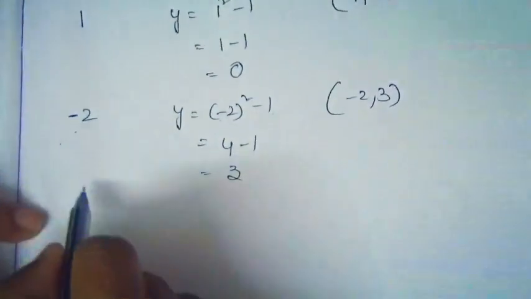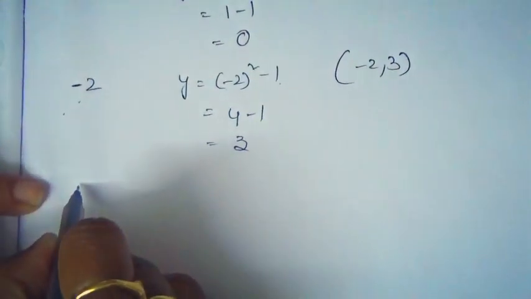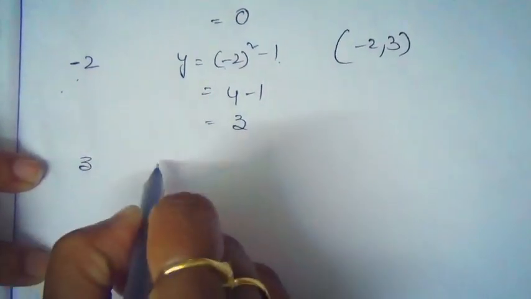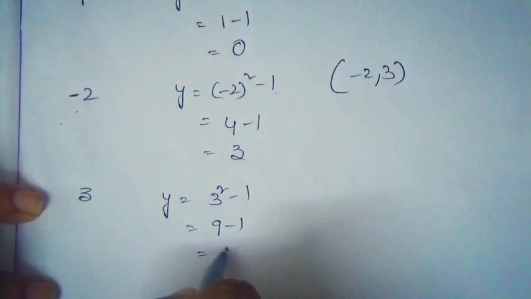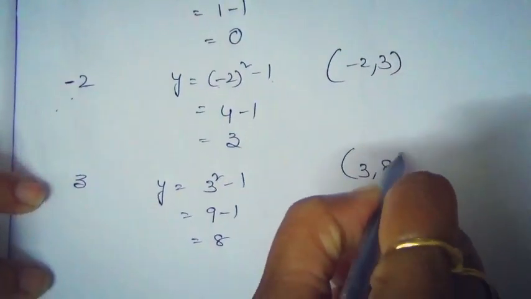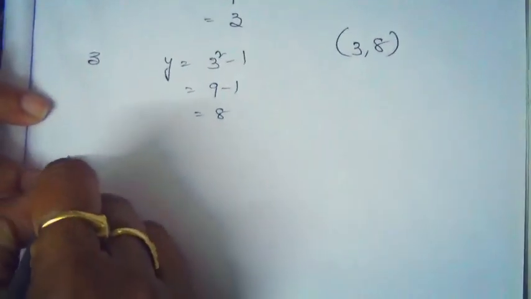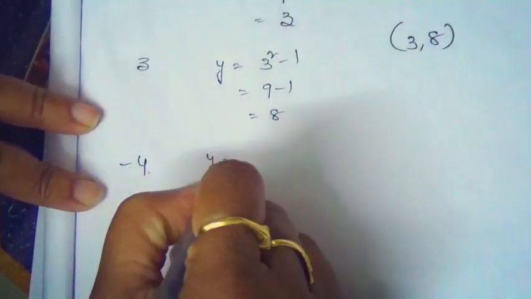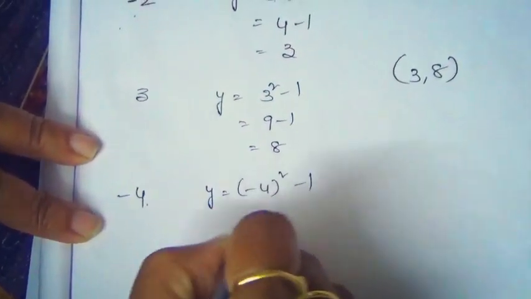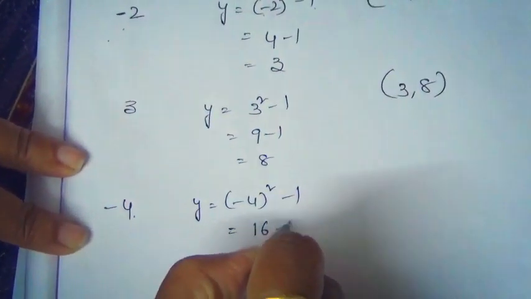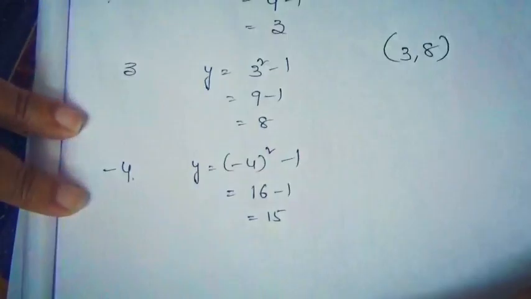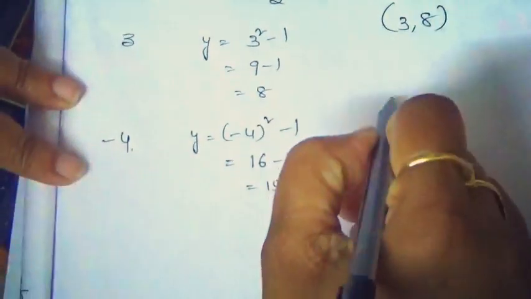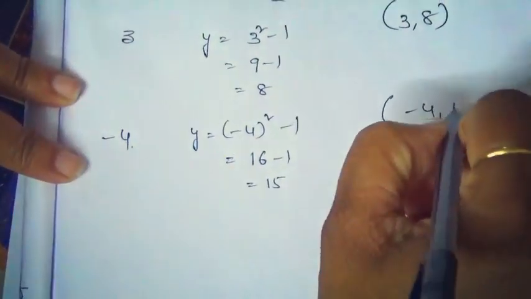Two more values I want to take here. One positive value also I want to take, that is 3. So y is equal to 3 square minus 1, that is equal to 9 minus 1, that is equal to 8. So 3 comma 8. A negative value I want to take one more, that is minus 4. y is equal to minus 4 whole square minus 1, that is equal to 16 minus 1, that is equal to 15. If there is a 15 on your graph, then we will substitute, otherwise you just leave it. So minus 4 comma 15.